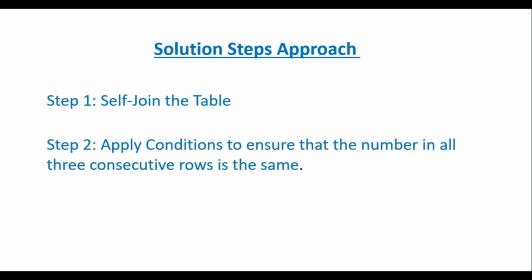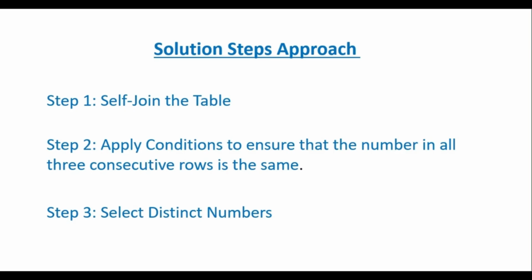For the very first step, we are just going to self join the table. We will join the logs table with itself 2 times, shifting the ID in each join to compare consecutive rows. In step 2, we will apply the conditions to ensure that the number in all the 3 consecutive rows is the same. And in the third step, we are going to select the distinct numbers, since we only need the unique numbers that satisfy this condition. So we will make use of the distinct keyword.